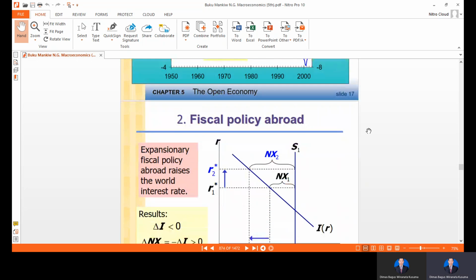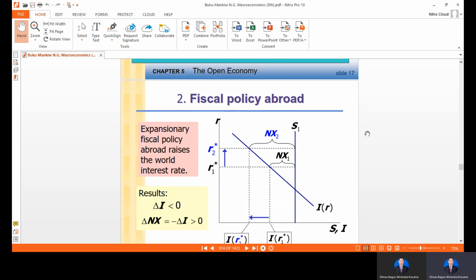And here is fiscal policy abroad, meaning fiscal policy coming from foreign countries. For example, expansionary fiscal policy abroad raises the world interest rate. Here the interest rate rises from R1 star to R2 star, and this increase in R is because of the rising interest rate from a big and open economy.